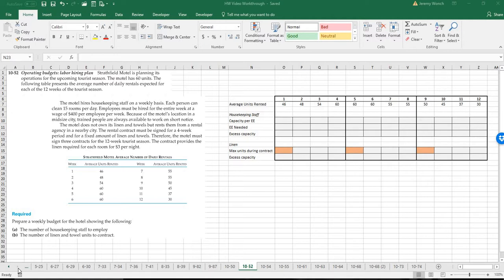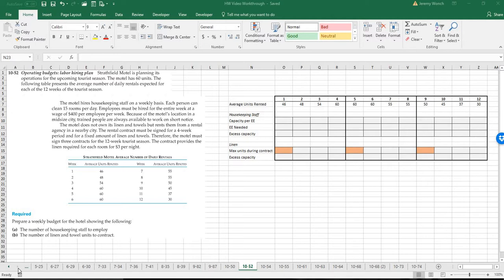So then they have a table here that has the average daily rentals and what's expected for the next 12 weeks. The motel hires housekeeping staff on a weekly basis, and each person can clean 15 rooms per day, and the employees must be hired for the entire week at a wage of $400 per week.